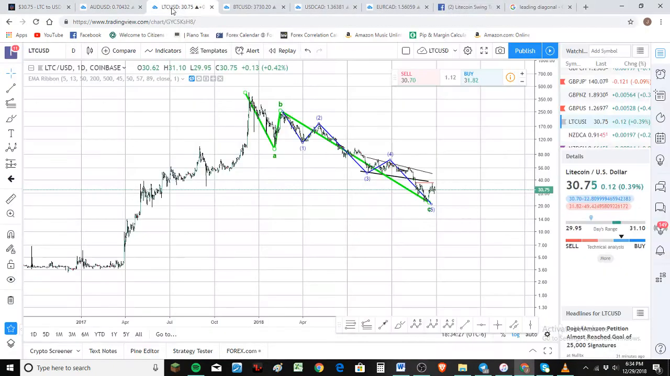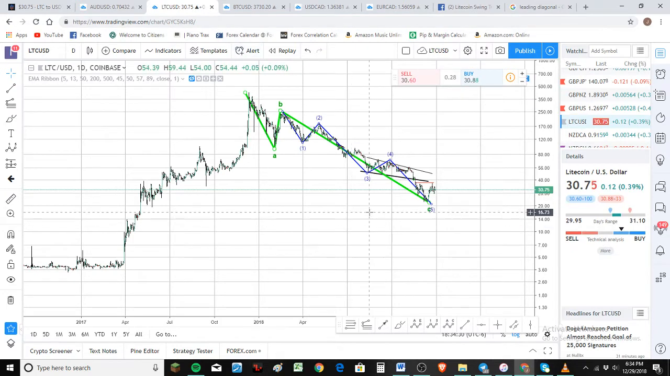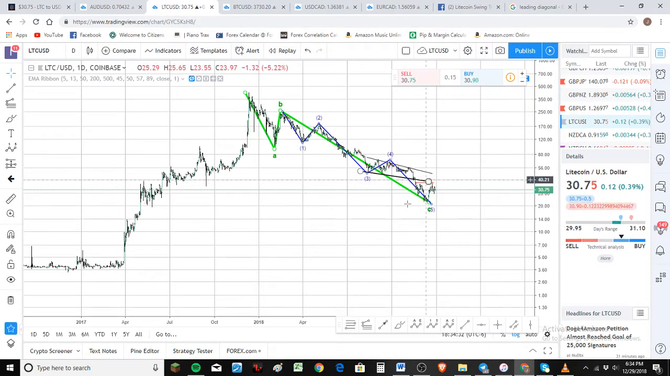All right, I was going to make a long video, but I'm not going to make one. I'm just going to make a very quick one. This is where we are right here. This is the daily chart that we're looking at.